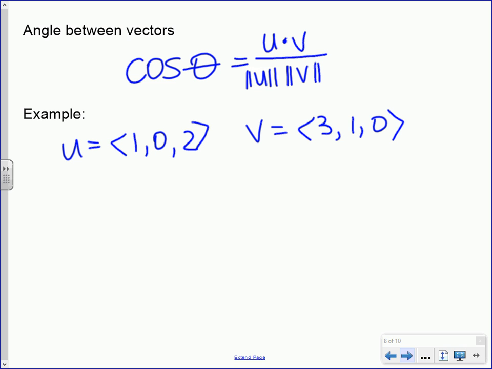Okay, so what I'd like, pods 1 and 2, I'm going to have you find me the magnitude of u. Pod 3, find me the magnitude of v. And pods 4 and 5, find me the dot product. That way we can all work together to get these different pieces to find our angle.